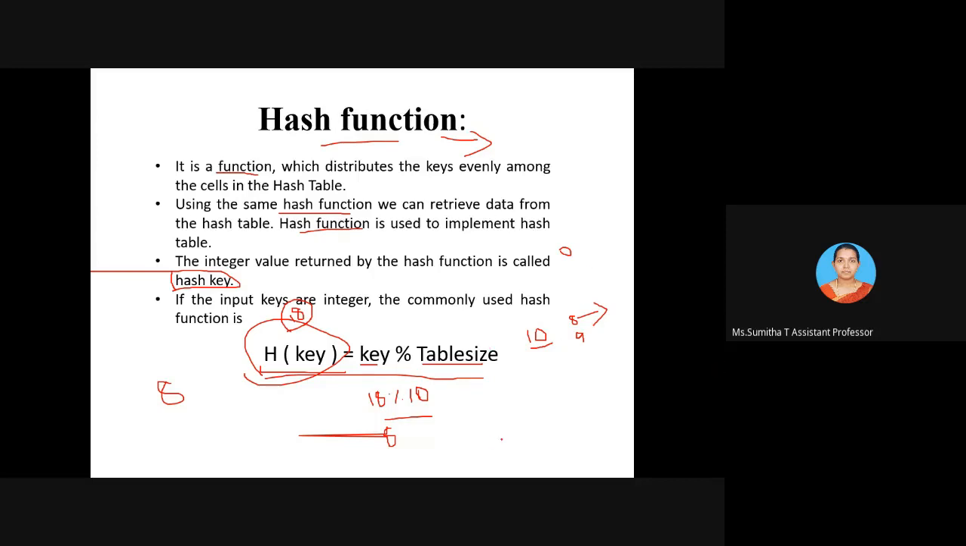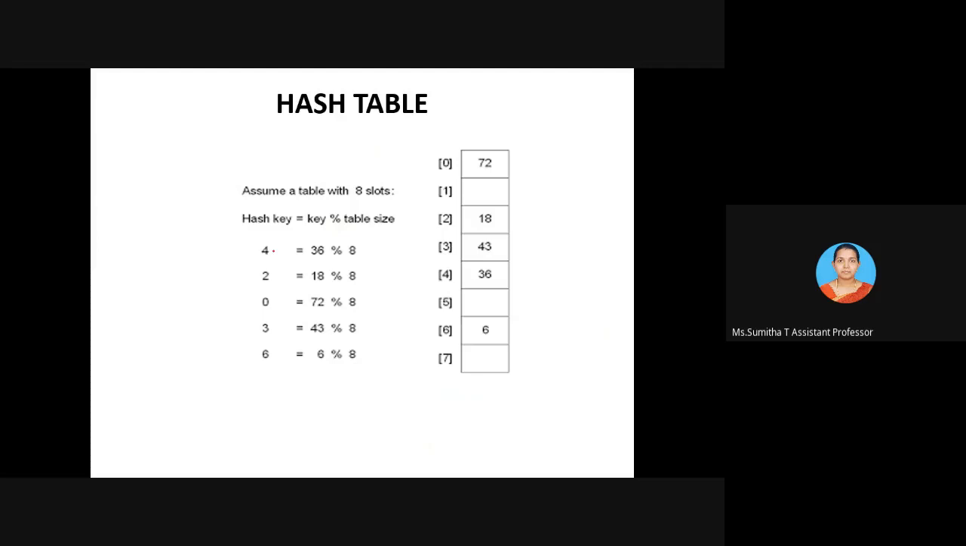Now the key is found out, and in this position I can insert the element. We will see how. Here I have a list of elements. This is the table with a size of 8, so I can insert at positions 0 to 7. I have the elements 36, 18, 72, 43 and 6 in my list. I am going to find the hash key for each element.